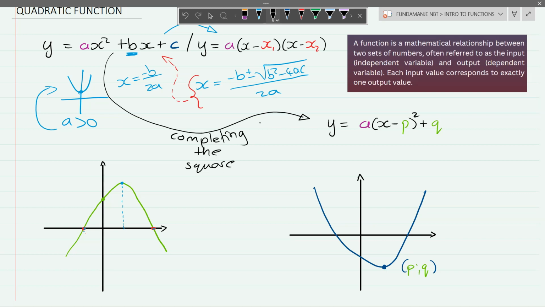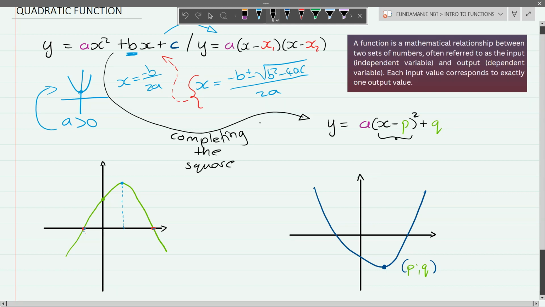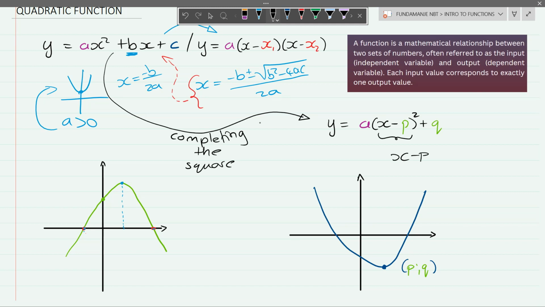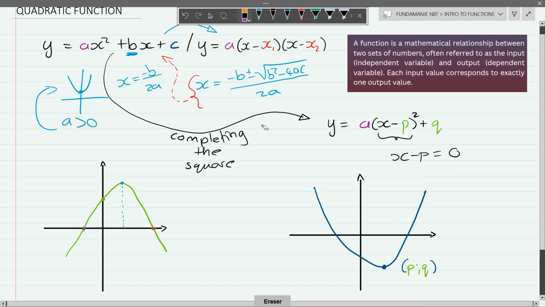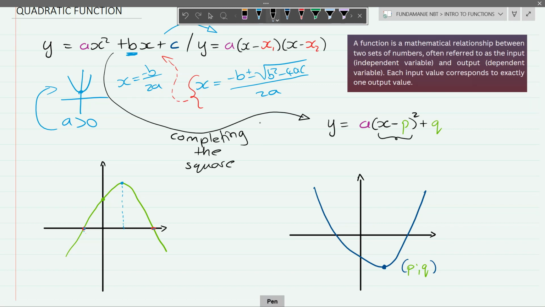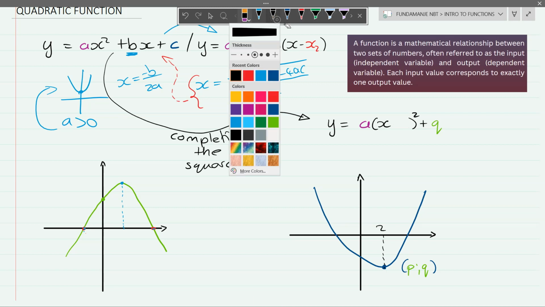And then again, it's necessary to stress that whenever we have a minus p, whenever we have a minus anything or plus anything within these brackets, we have to equate it to 0 so that we get the opposite sign. So for example, if it was x minus, let's say 2, then this would be positive 2. We wouldn't draw it over here as negative 2. That would be incorrect. So that's something that is worth stressing and worth remembering as well.